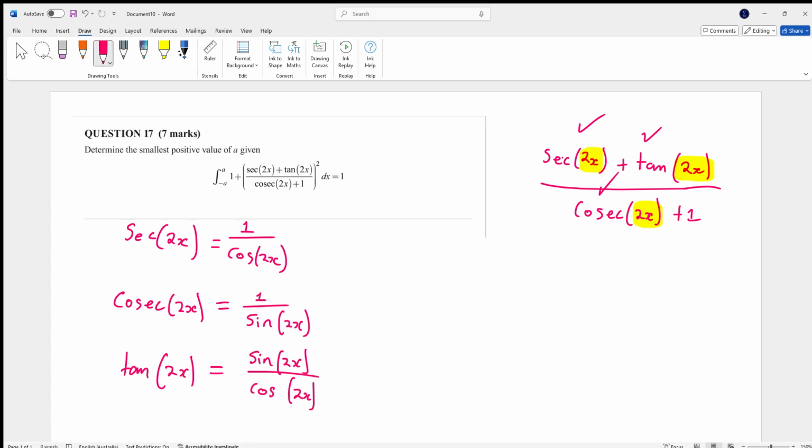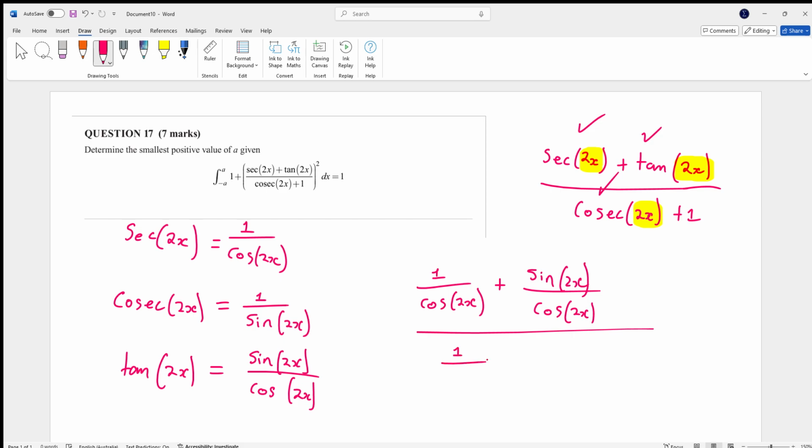So what we're going to do is substitute each of these in. So here we'll have 1 over cos 2x plus sine 2x over cos 2x divided by 1 over, what was it? Just checking our substitute in. Yep, that's going to be the sine.